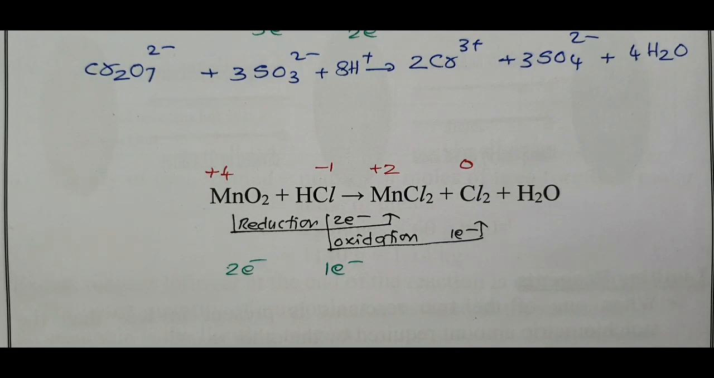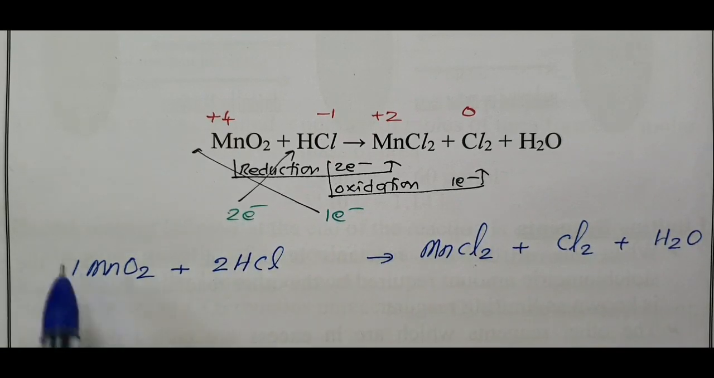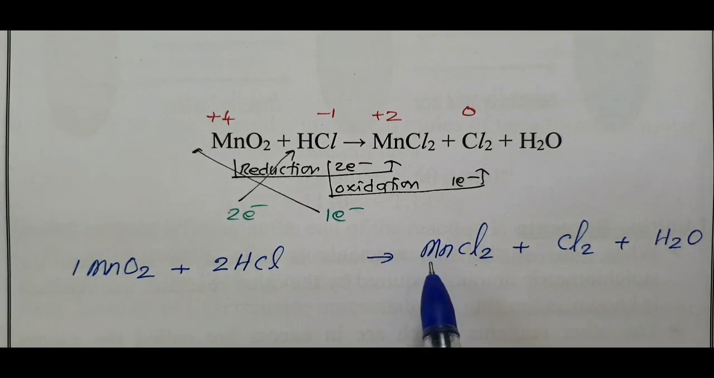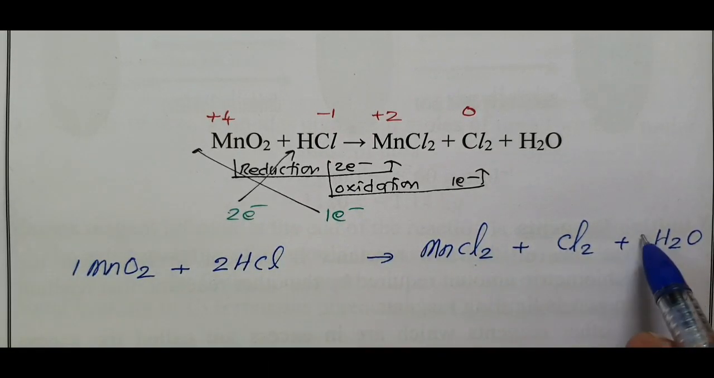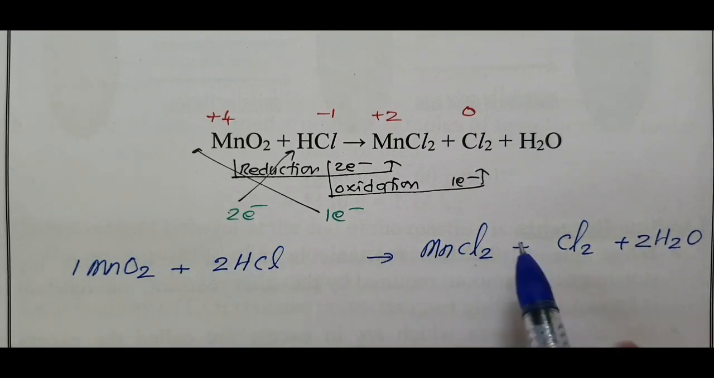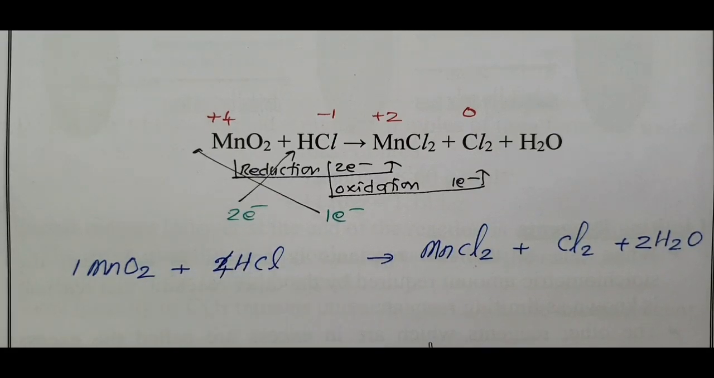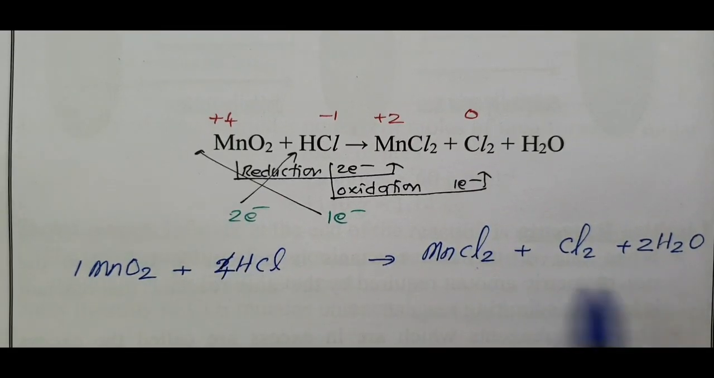We have to cross multiply these two molecules by the number of electrons. So after multiplication, now I write the equation. 1 manganese, 2 oxygen. Chlorine, 2 plus 2 equals 4 chlorine, therefore here 4 chlorine. 4 hydrogen. The equation is balanced.